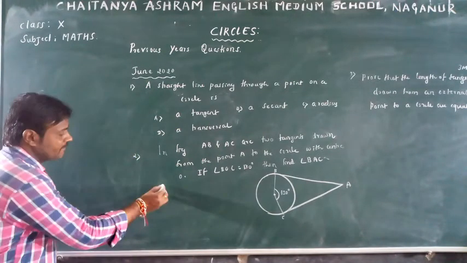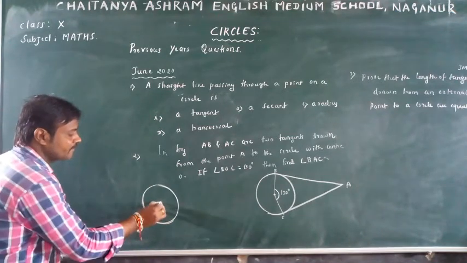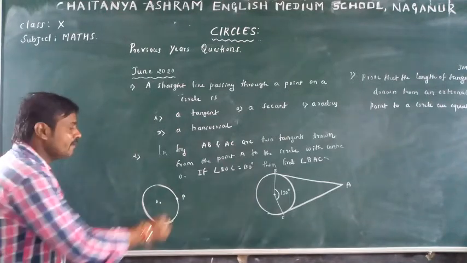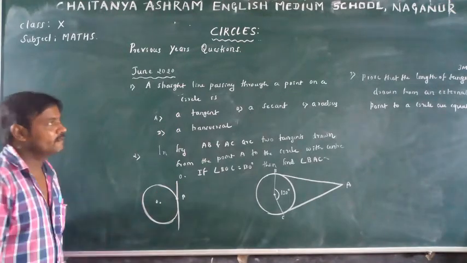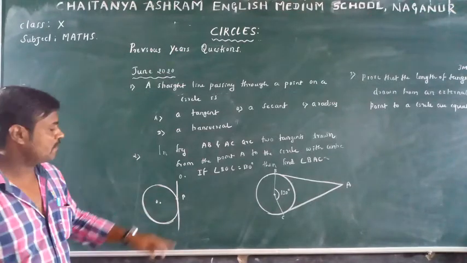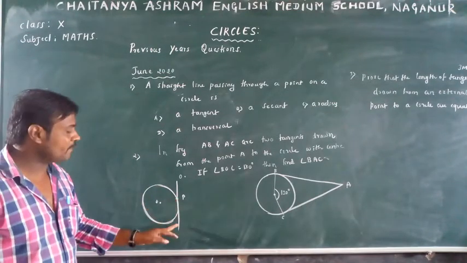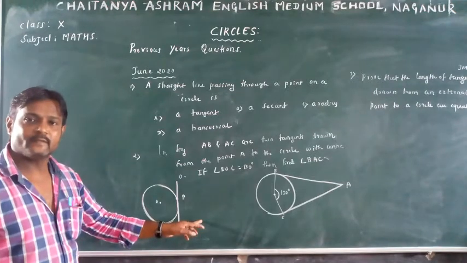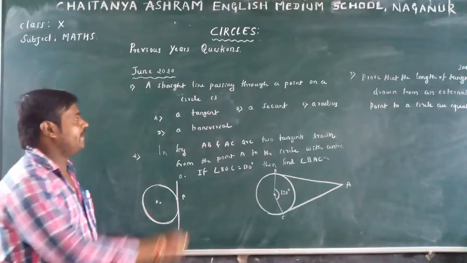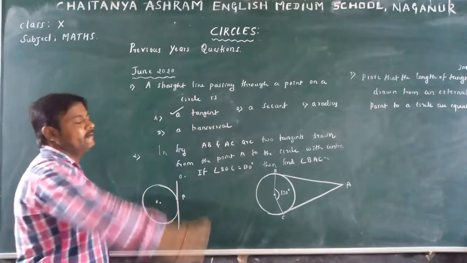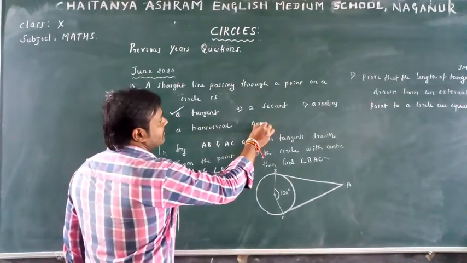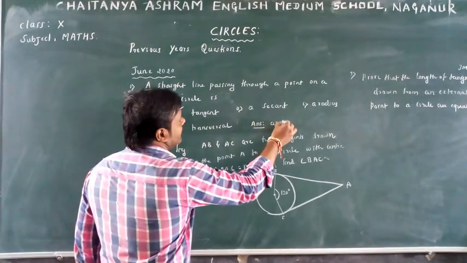So here, this is a circle with center O. Take a point P on the circle. This is the line that passes through only one point on this circle. So what is the name of this line? Yes, tangent. So that line is called a tangent. What is the answer? A tangent. Okay. So answer option A, tangent.